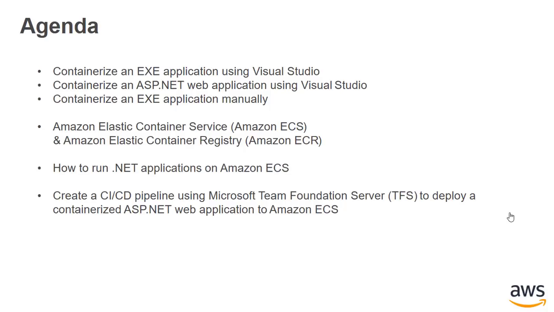Once we learn the basics of containerization, we will explore Amazon Elastic Container Service and Amazon Elastic Container Registry. We are going to spend only a very quick time learning that, and we will then directly jump into how you can run a .NET application on Amazon ECS. We will then learn how you can create a CI/CD pipeline to continuously deploy containers to ECS. In this case, we are going to explore ASP.NET Web Application deployment. So let's get started.